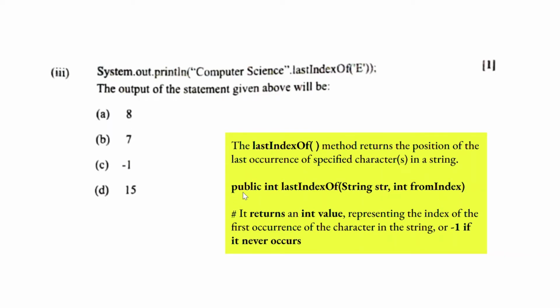This will give you an idea that this function can take two parameters. One is the string and second is the index value from where you want to start your search. And what it returns always is an integer value which represents the index of the first occurrence of the character in the string. Sorry, the last occurrence. That's a typo error. I'm so sorry for that.